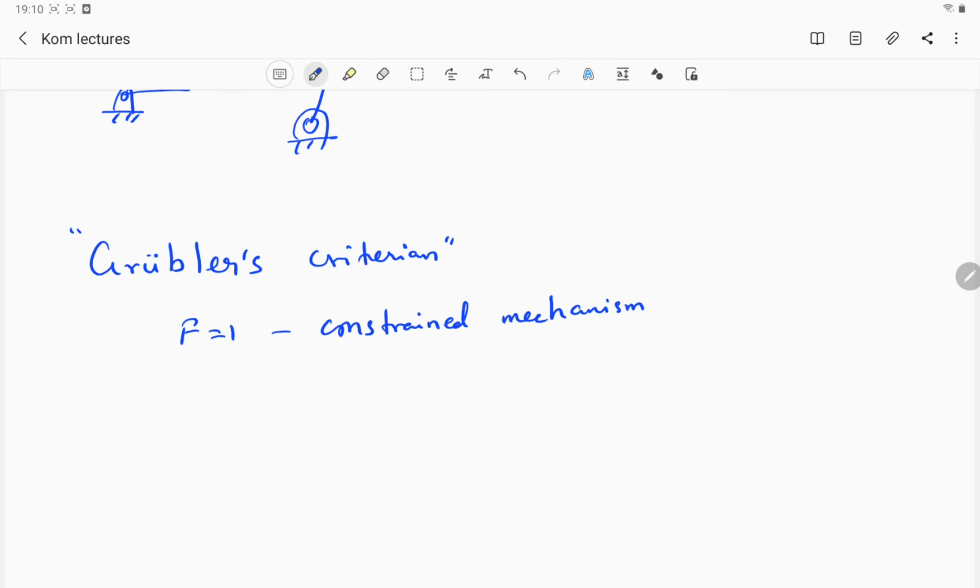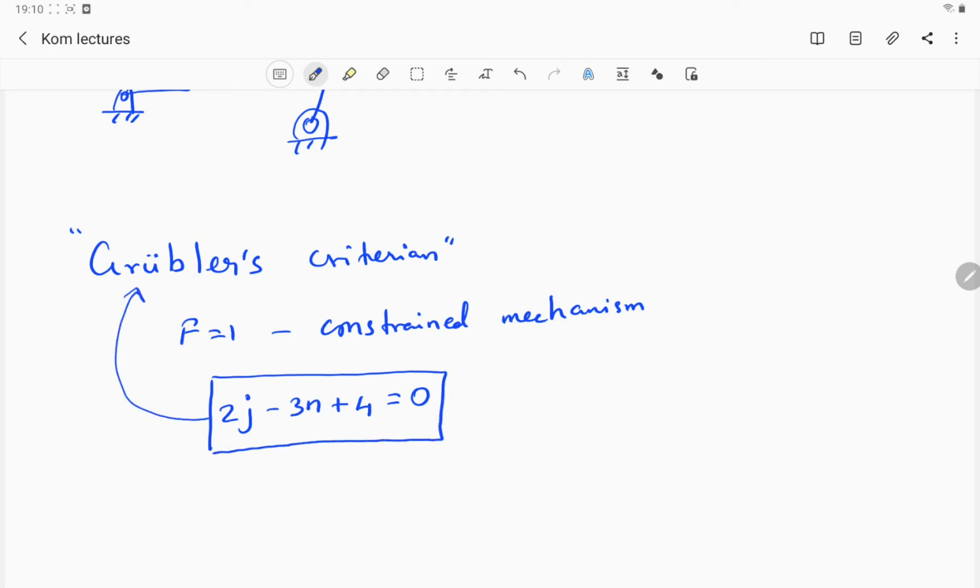And if we see around, most of the mechanisms are constrained mechanisms. So in the Kurzbach equation, if we substitute f is equal to 1 and rewrite that equation, what we will get is 2j minus 3n plus 4 is equal to 0, and this equation is what is known as Groupless criterion. Okay, fine.